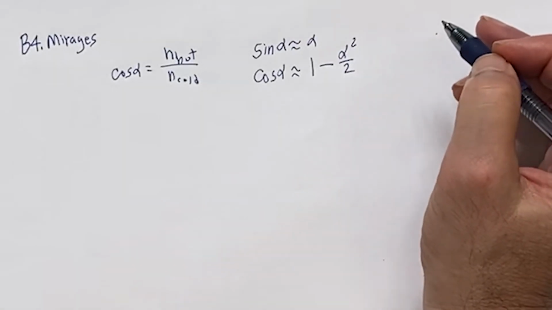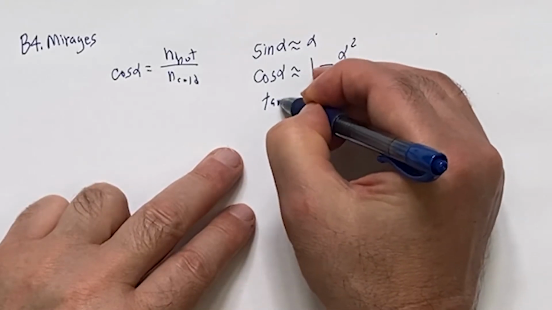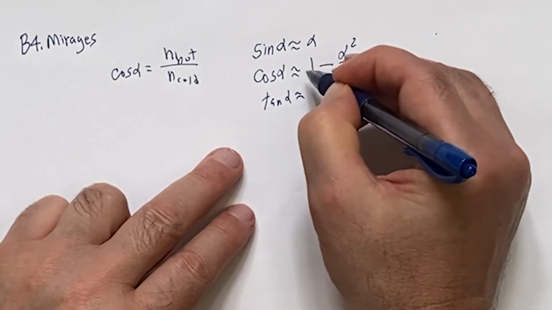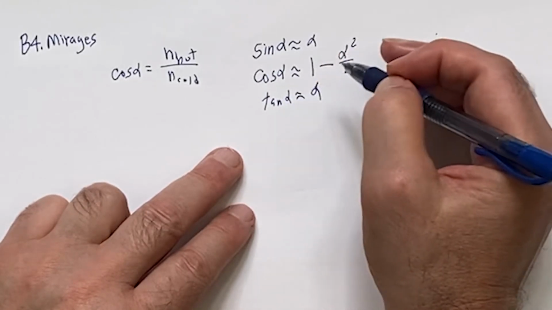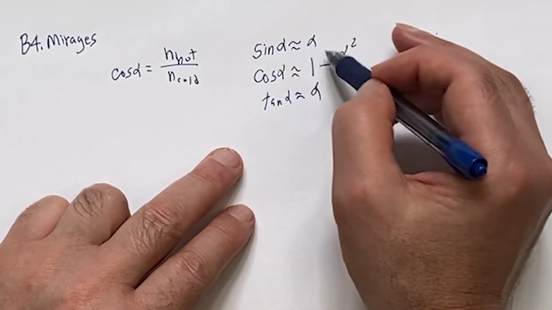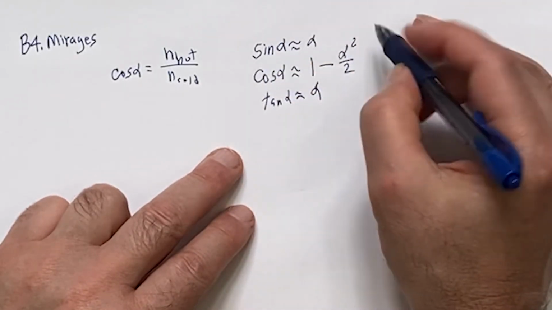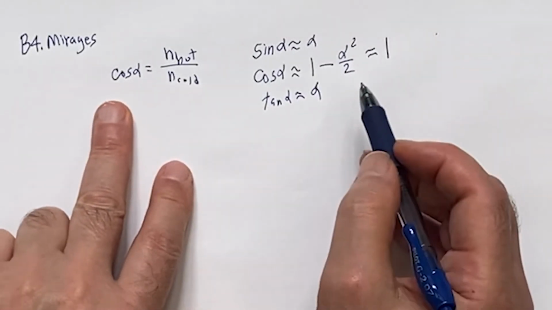So if we do this, and also it's good to know these, in other words, the tangent of alpha is approximately alpha, because if you take the sine and divide by the cosine, you're basically dividing by 1. The cosine is approximately 1 at a very small angle.